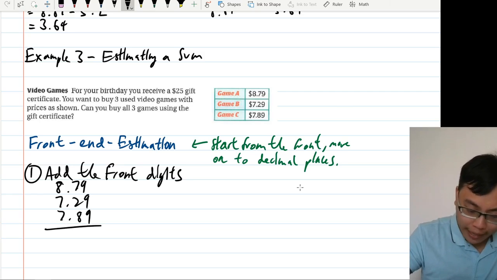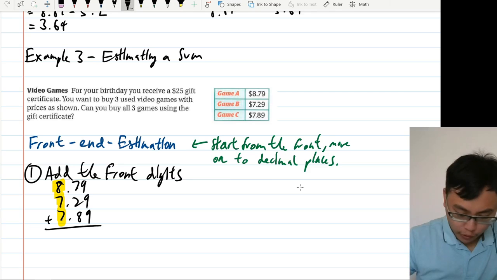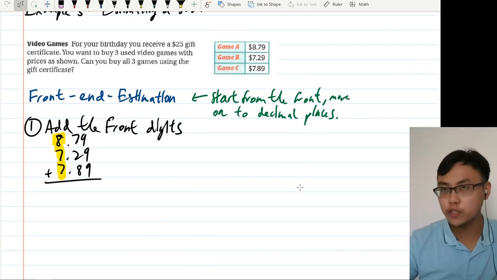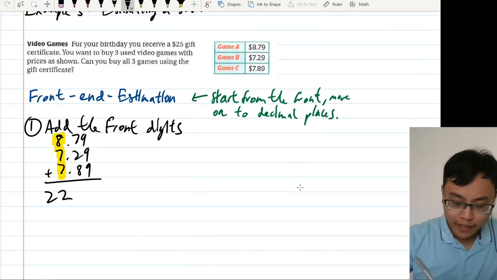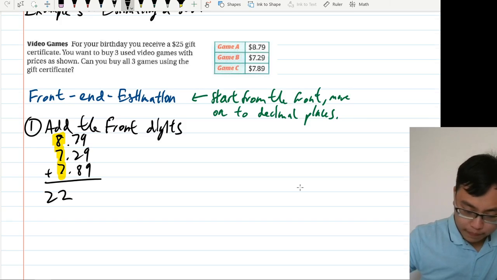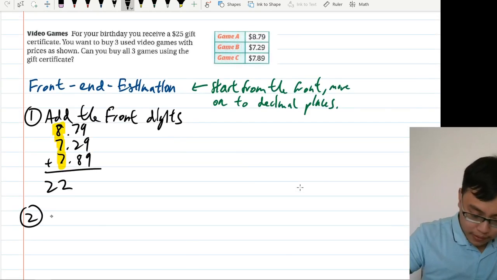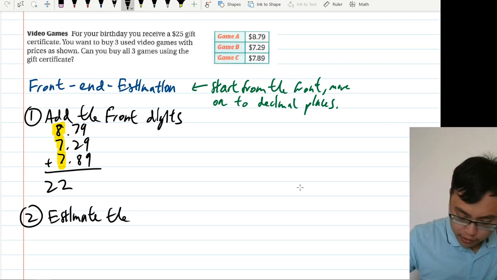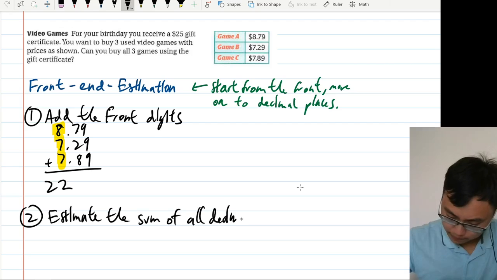I'm not actually going to add up all 3. I'm just going to estimate just the front first, okay? So 8 plus 7 plus 7, 7 plus 7 is 14, 14 plus 8 is 22, so that will give me 22 first. And then the second step is to add the decimal places. I want to estimate the sum of all decimals.